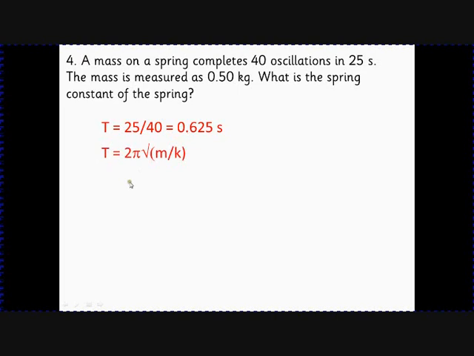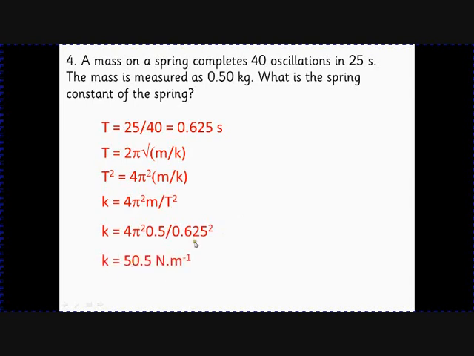Okay, then we're just back to the same equation again. Square both sides. This time we're trying to get k, so multiply by k and divide by T squared. Put all the numbers in, and you end up with a spring constant of 50.5 newtons per metre. Okay, don't forget the units, slightly tricky one for spring constant, don't miss those out.